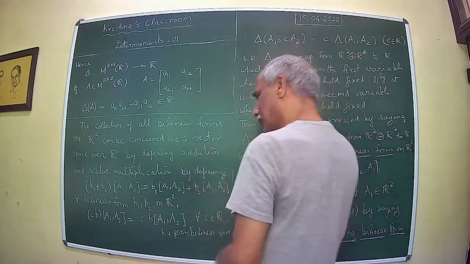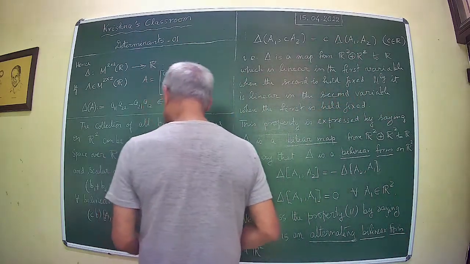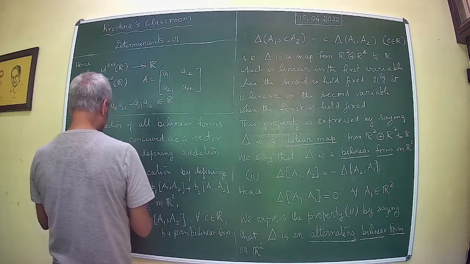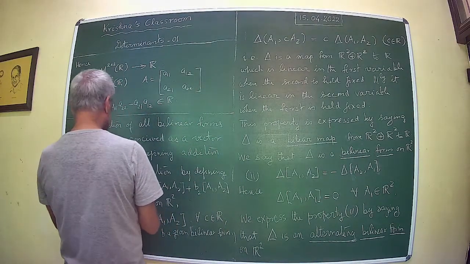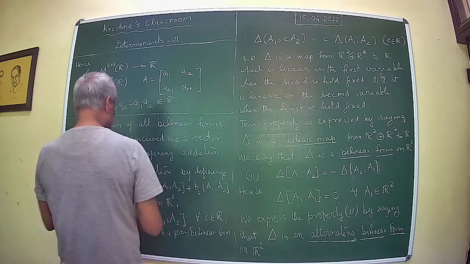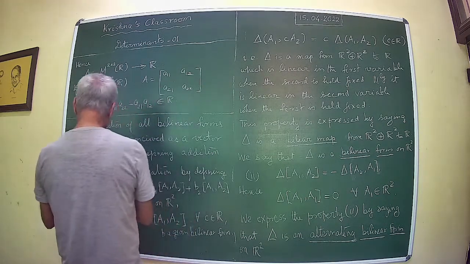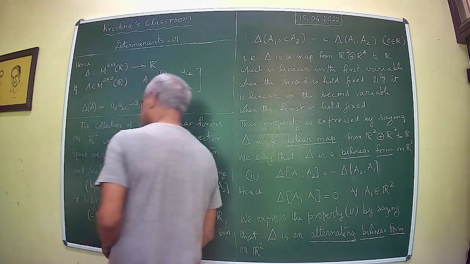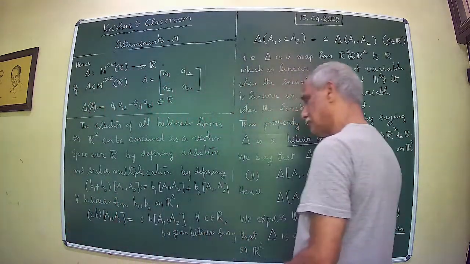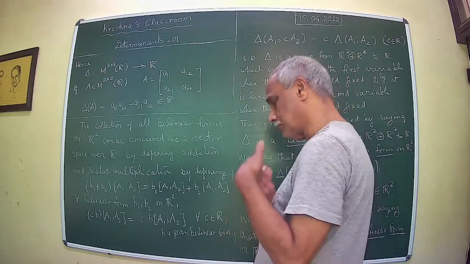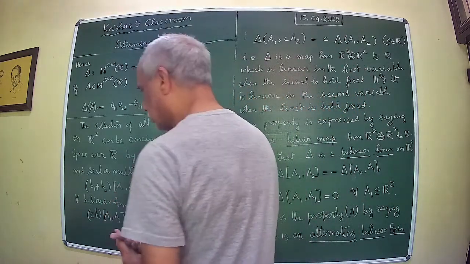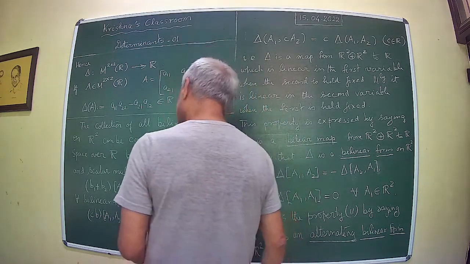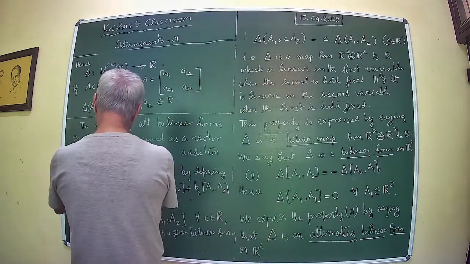Now what one has to verify is this. So this is our definition of B1 plus B2 of A1, A2. First of all, we observe that given B1 and B2, B1 plus B2 of A1, A2 is a scalar, a real number. So it's a map from R2 cross R2 direct sum R2 to R. Secondly, you have to show that this is bilinear.